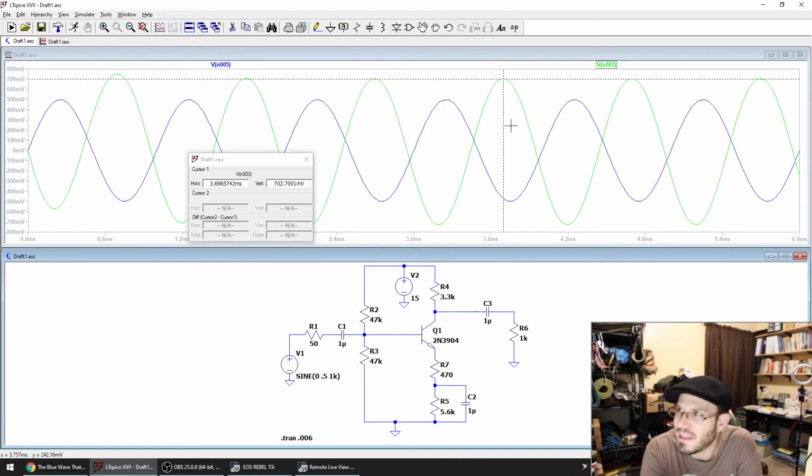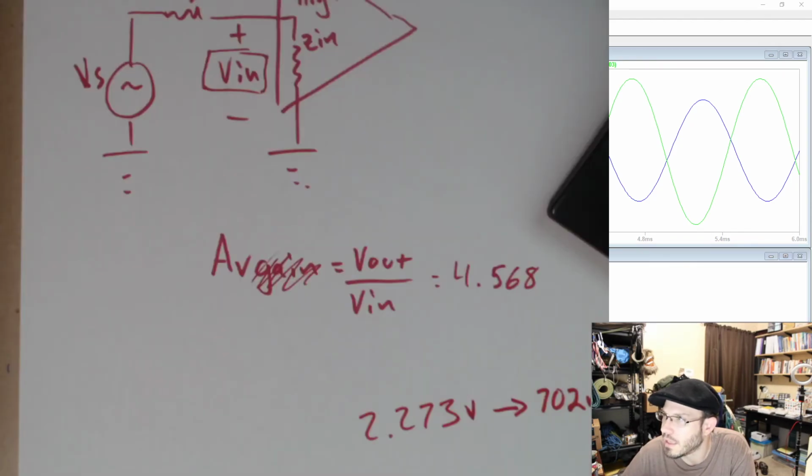Okay, so look at what that value just went to. It went to 702 millivolts. That's huge. Okay. Yeah, it's just a feature of a common emitter amplifier. And that's why I showed another type of amplifier that can address that problem. And then you could go ahead and cascade them if you wanted to solve that problem and be able to drive lower impedance things. Okay, so let me go back to my whiteboard here.